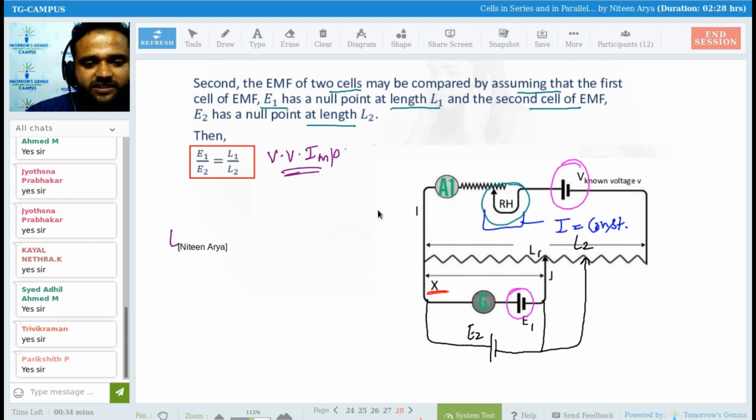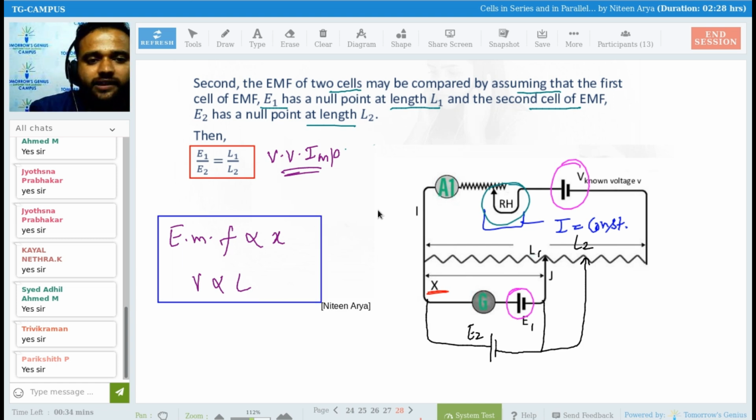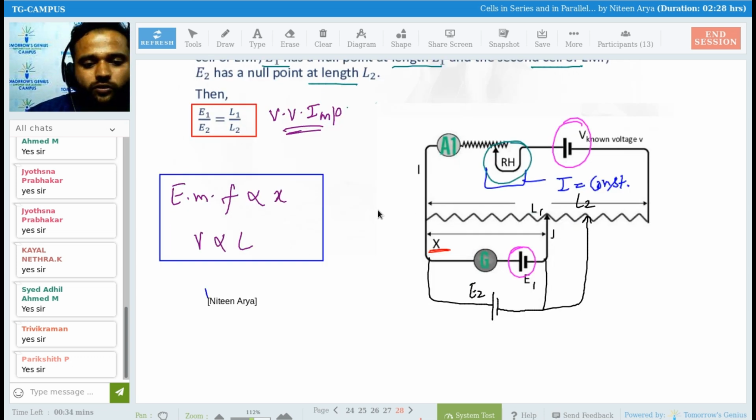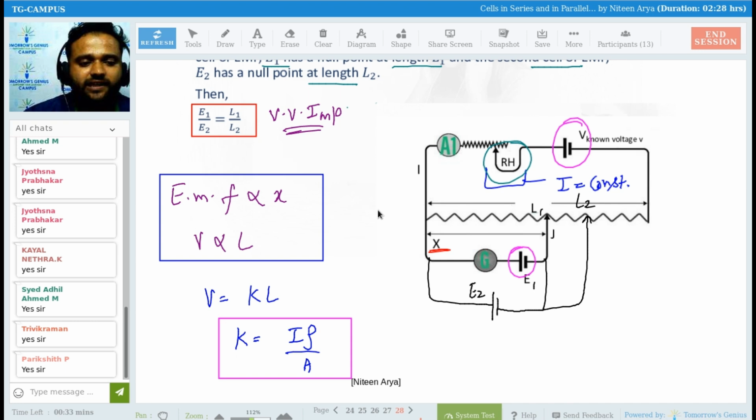Just understand this EMF, or voltage, is directly proportional to length, or directly proportional to X, where the proportionality constant you can write as K, and this K is nothing but I rho by A. That is the whole story, nothing more than that. Is this clear, everyone?